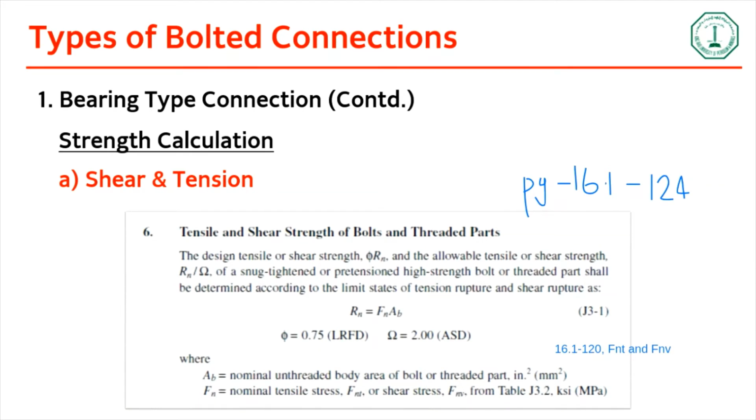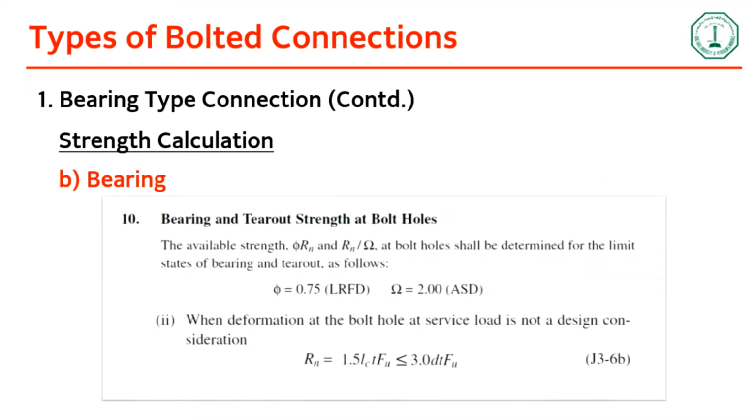On the same table, right, Doctor? Yes, on the same table. So this is one of the requirements as we discussed earlier. In a bearing type of connection, we have shear and tension, and then you have the next criterion, that is bearing.